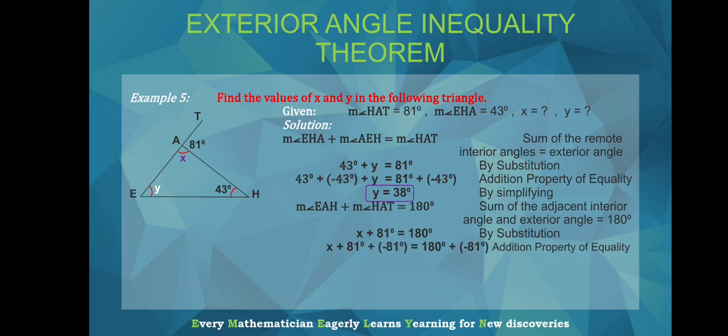By the addition property of equality, add both sides by negative 81. We have x plus 81 degrees plus negative 81 degrees equals 180 degrees plus negative 81 degrees. Then simplify. x equals 99 degrees. Therefore, the values of x and y are 99 degrees and 38 degrees respectively.